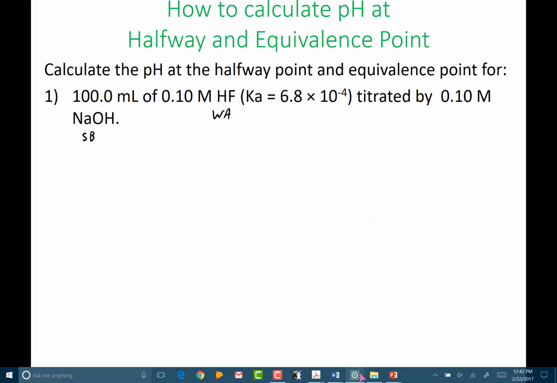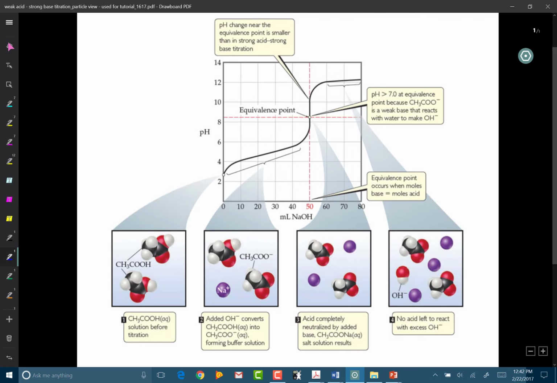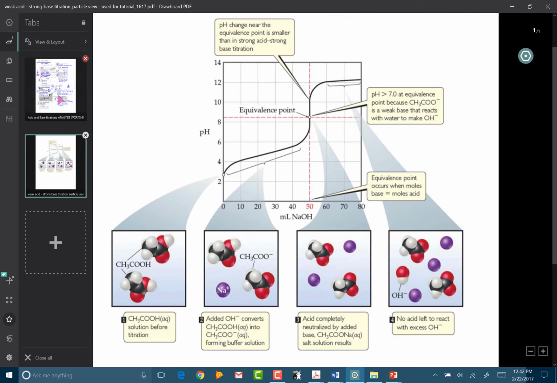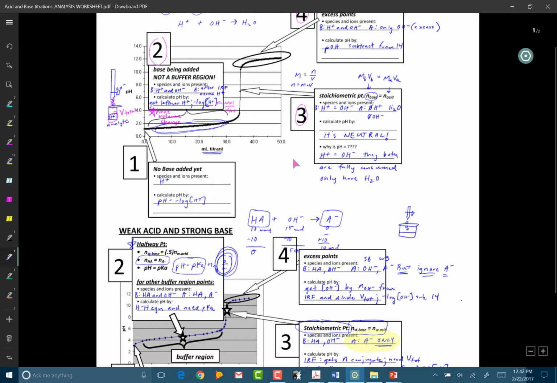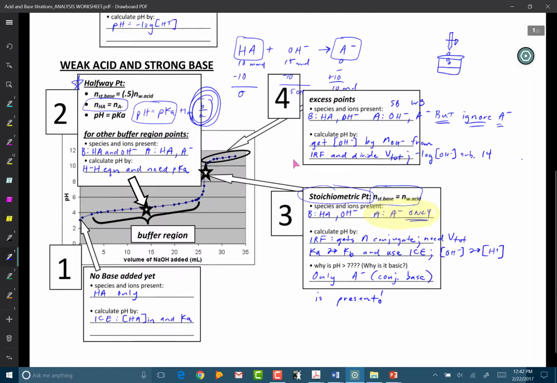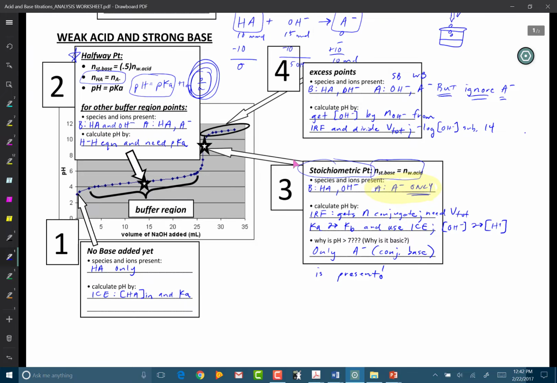In another window, I have our cheat sheet that we went over, and this problem is referring to this situation here. So weak acid and strong base, and it asks us to do the halfway point, which is right here, and the equivalence point, or the stoichiometric point. So we're going to apply these bullet points to this problem.